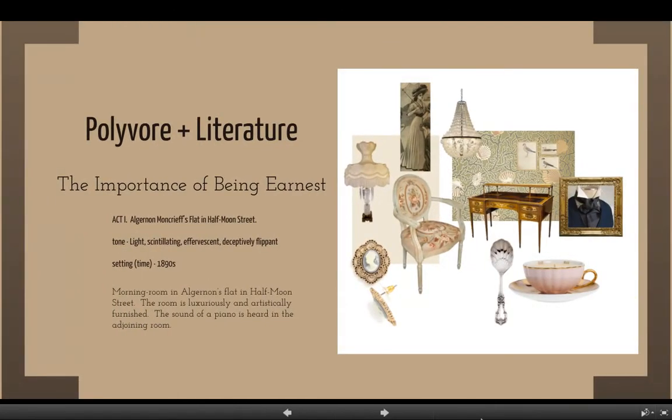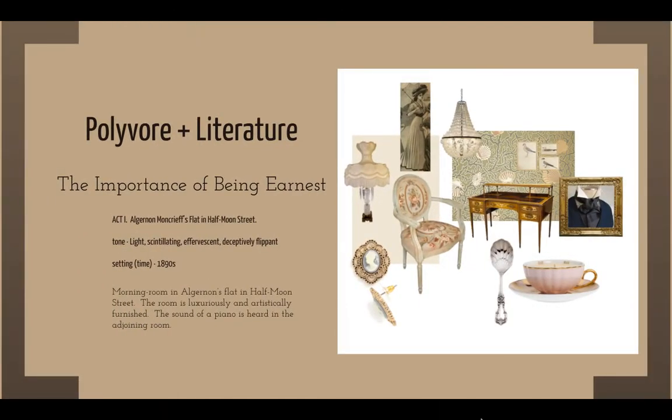I think Polyvore could also really work well with literature, and it's also not only about fashion. So sets can be designed around objects and interiors. This is a mood board for a set design for the first act of The Importance of Being Earnest. If you're doing period literature, this can heighten the student's understanding by creating set designs and connecting the descriptive words from the text to the visual elements.